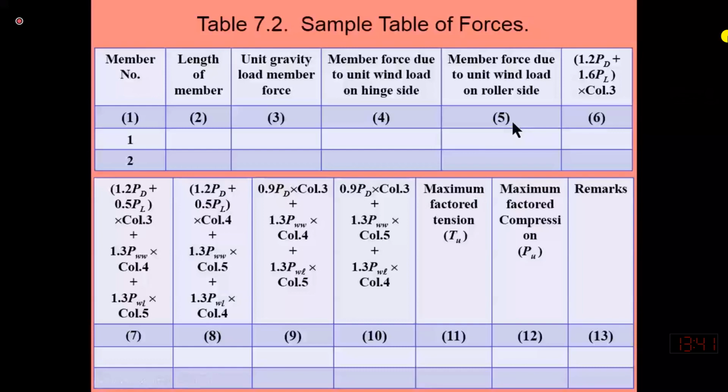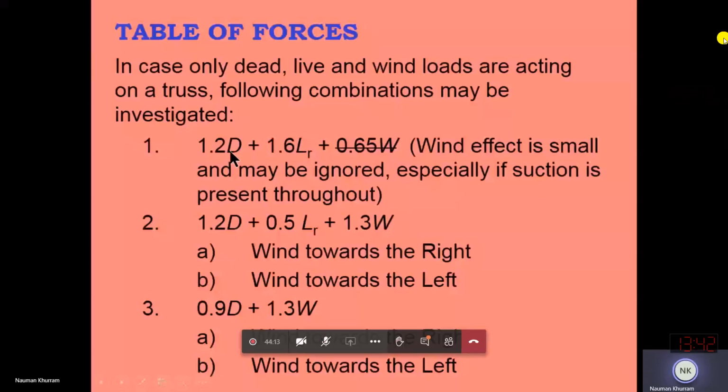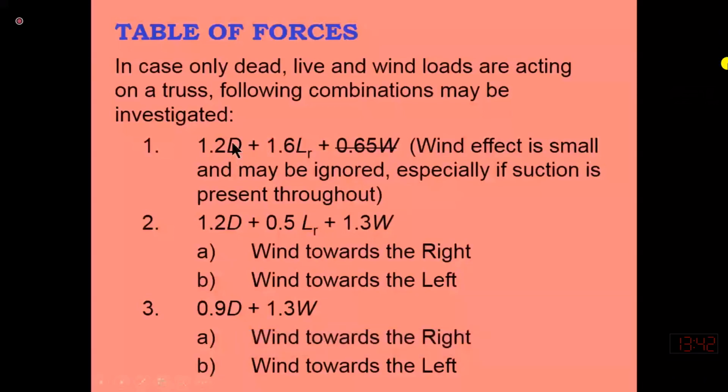Now in column number 6, I am using this load combination. I have already computed PD and PL. This means that I need to multiply 1.2 with the dead load and 1.6 with the live load. Here, how I have computed.